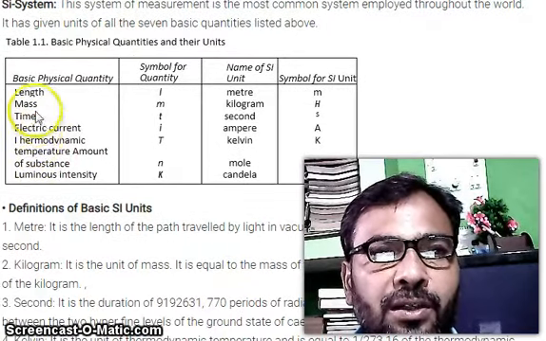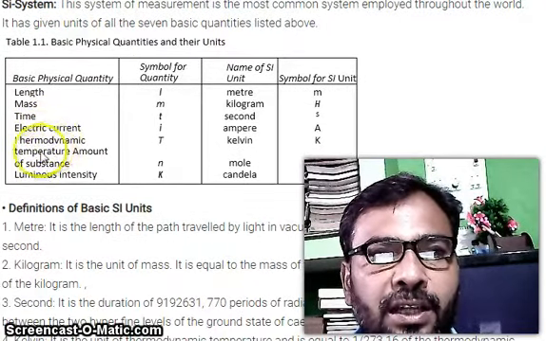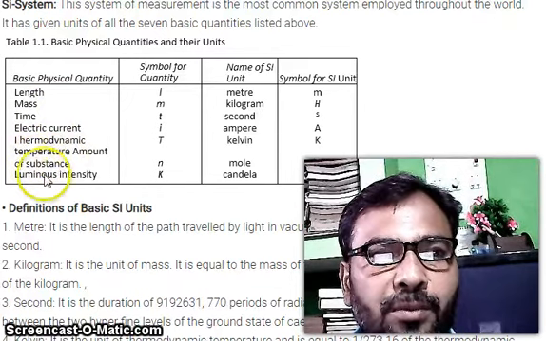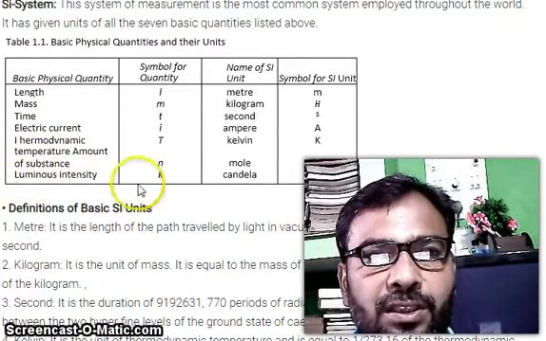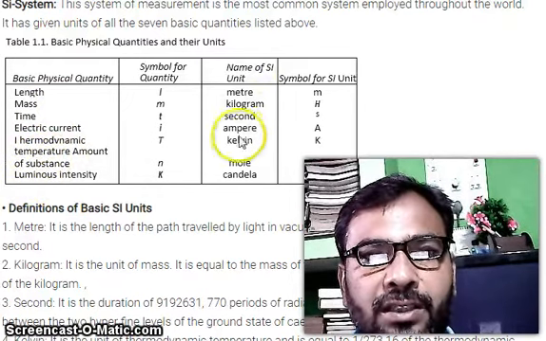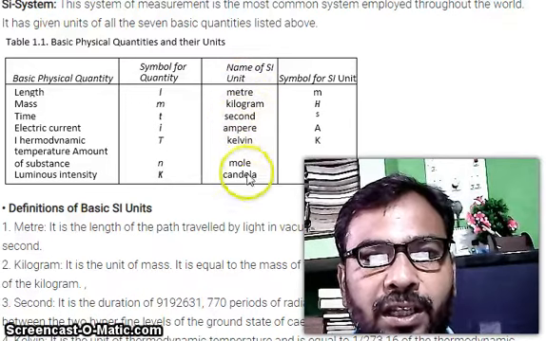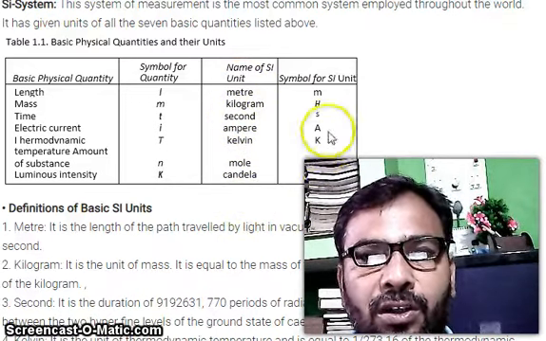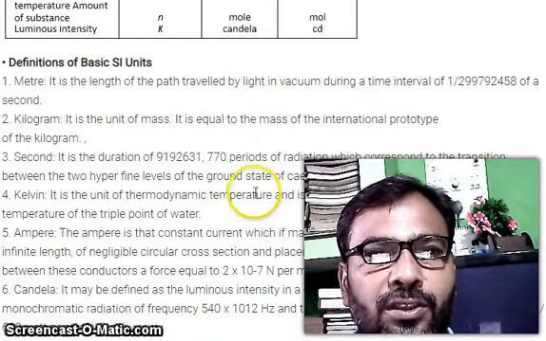You see length, mass, time, electric current, thermodynamic temperature, amount of substance, and luminous intensity. And these are the SI units: meter, kilogram, second, ampere, kelvin, mole, candela. And this is the symbol. It is also very important.